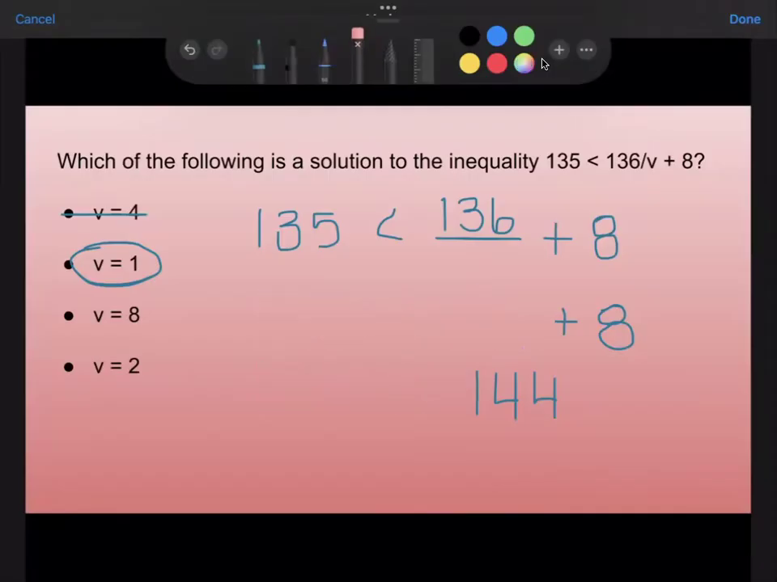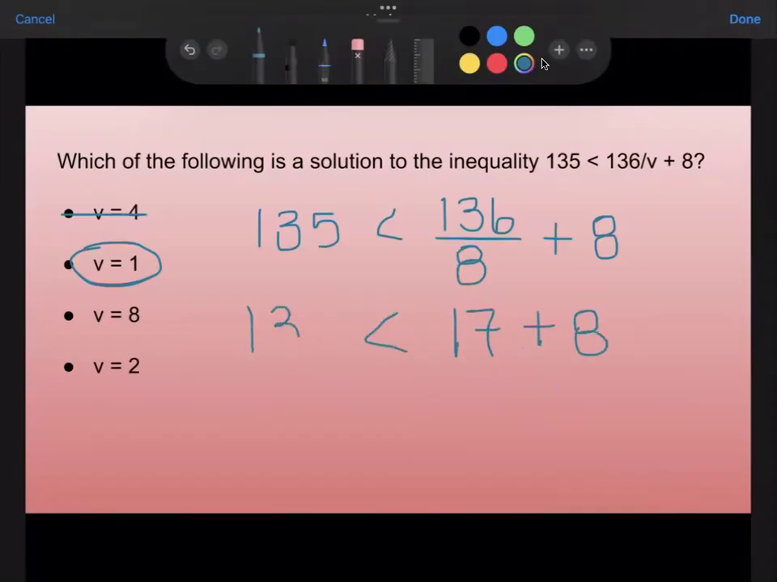Okay, I'm going to delete all of this work, and I'm going to replace V in the inequality with an 8. That means my first step is 136 divided by 8, which is 17. So I have 17 plus 8 on this side, less than 135. Now I can add together 17 plus 8, and I'm going to get 25. Let's look at that statement. 135 is less than 25, which is not true. 135 is not less than 25. So V could not be equal to 8.